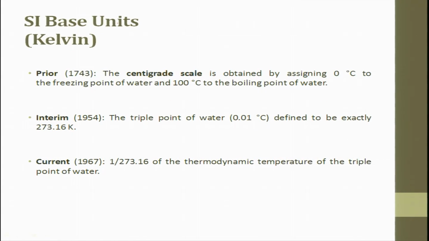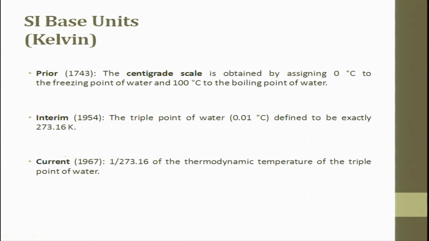SI based unit for Kelvin. Kelvin is for temperature measurement. The centigrade scale is obtained by assigning 0 degree Celsius to the freezing point of water and 100 degree Celsius to the boiling point of water. This was the prior definition. In 1954, the triple point of water was defined to be exactly 273.16 Kelvin. The current definition is from 1967: 1 by 273.16 of the thermodynamic temperature of the triple point of water.